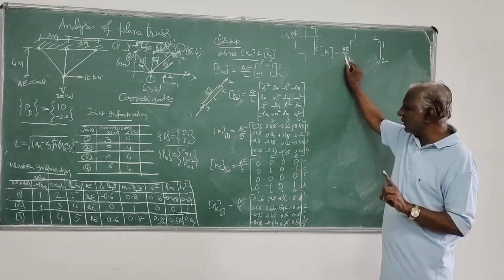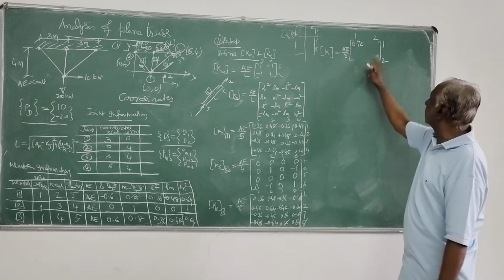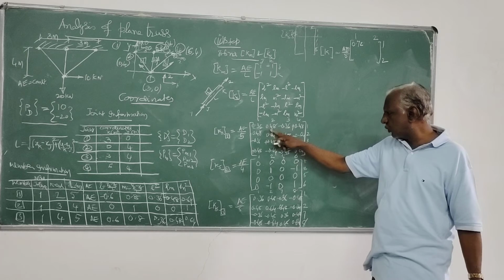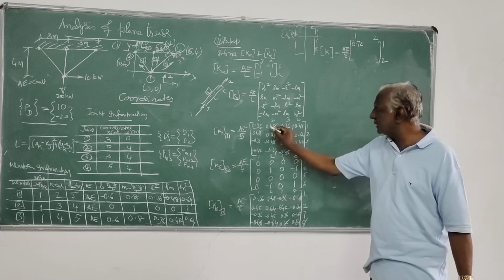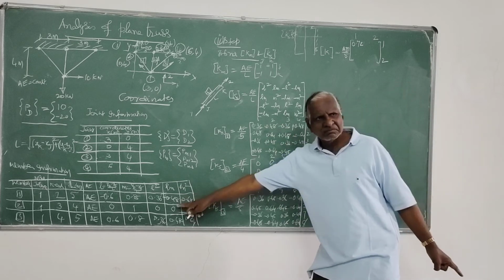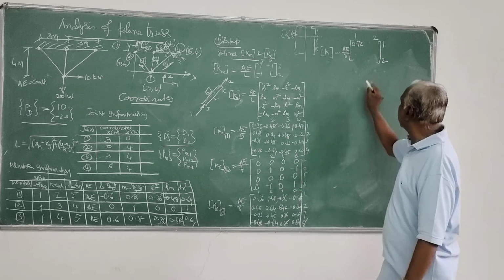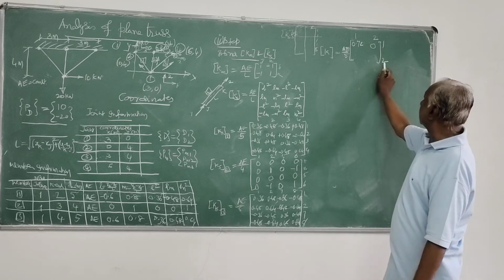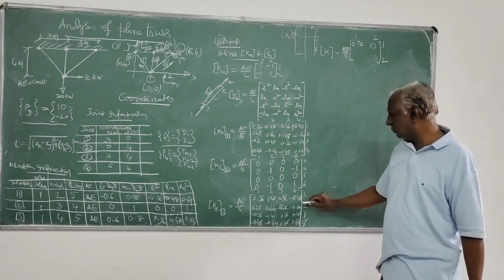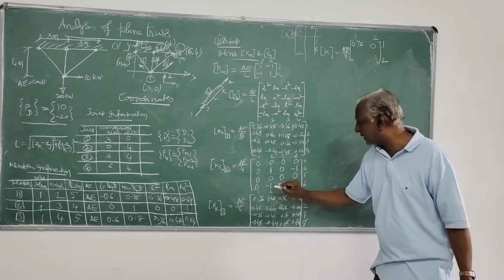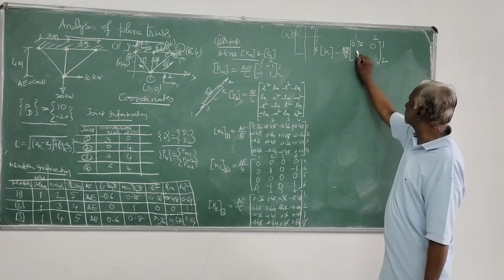I will take straight away AE by 5 here. 0.36, 0.36, it is 0.72. Then 1, 2. 1, 2 here it is 0.48. Here it is 0. Is it plus or minus here? I think it is minus. It is minus 0.48 plus 0.48. It is 0. Then 2, 1. 2, 1 is this. 0.48. Here also it has to be minus 0.48. So it is also 0.